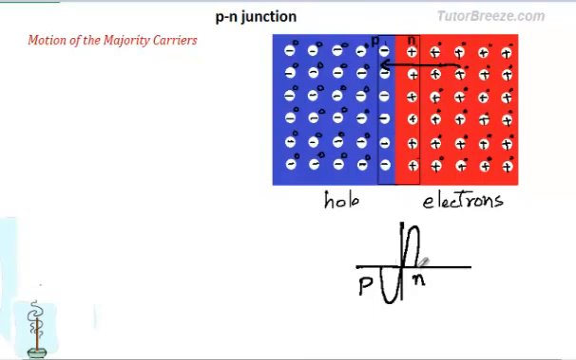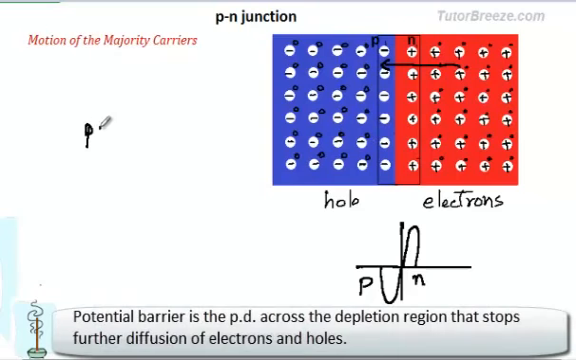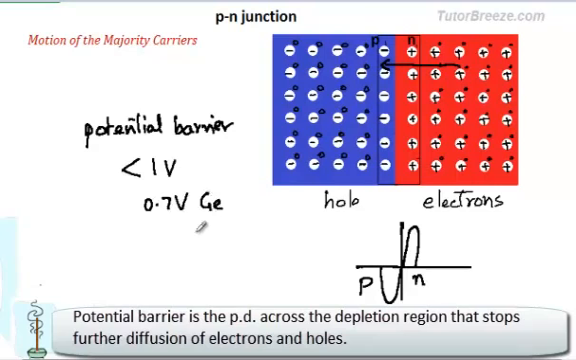This potential difference which stops further diffusion of electrons and holes across the junction is called a potential barrier. See, the potential barrier is less than 1 volt. It is about 0.7 volts for germanium and 0.3 volts for silicon.